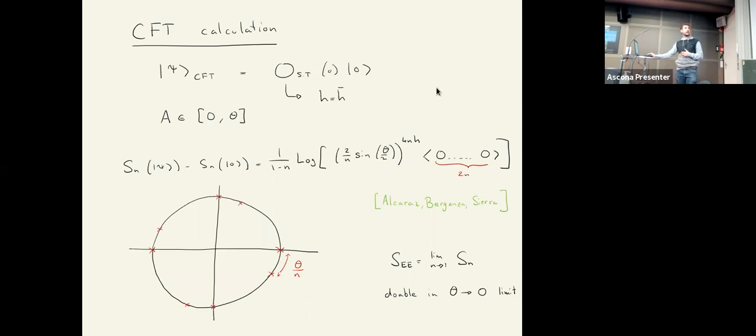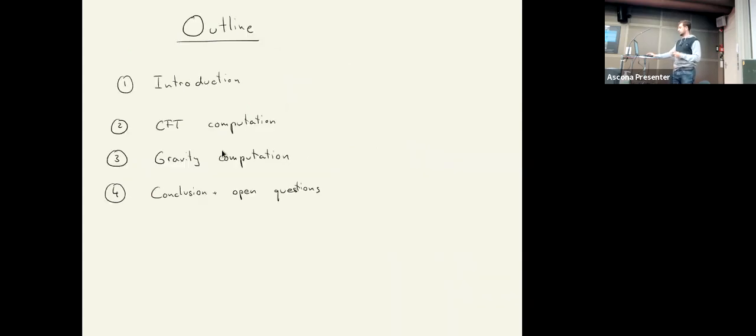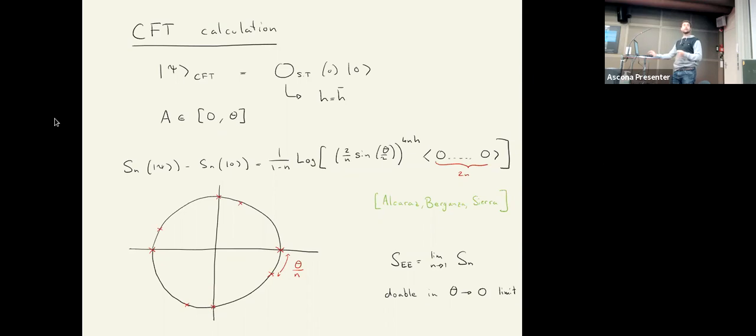And then as Alcaraz and collaborators showed a long time ago, there's a very nice formula for the Rényi entropies of this excited state, or more precisely for the difference of Rényi entropies of this excited state, and it's given by some kinematical factors times a 2n-point correlation function of local operators on the complex plane.